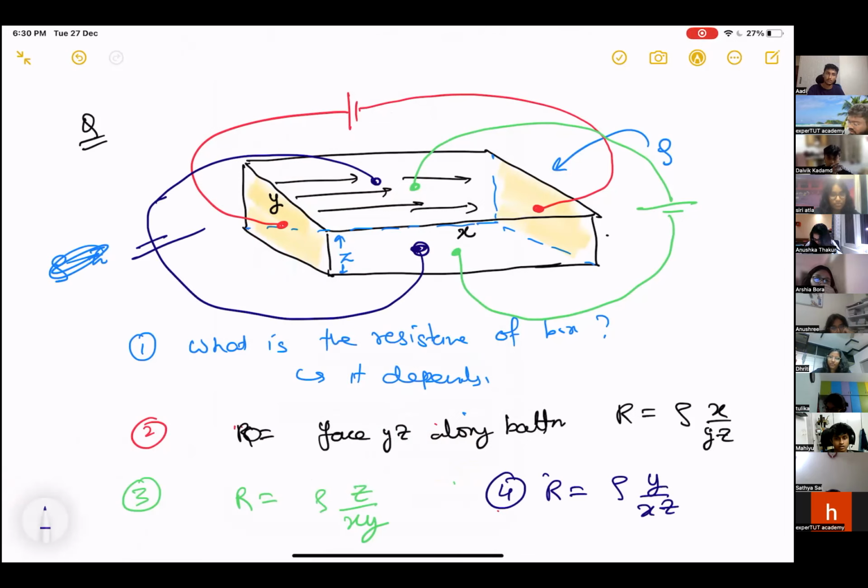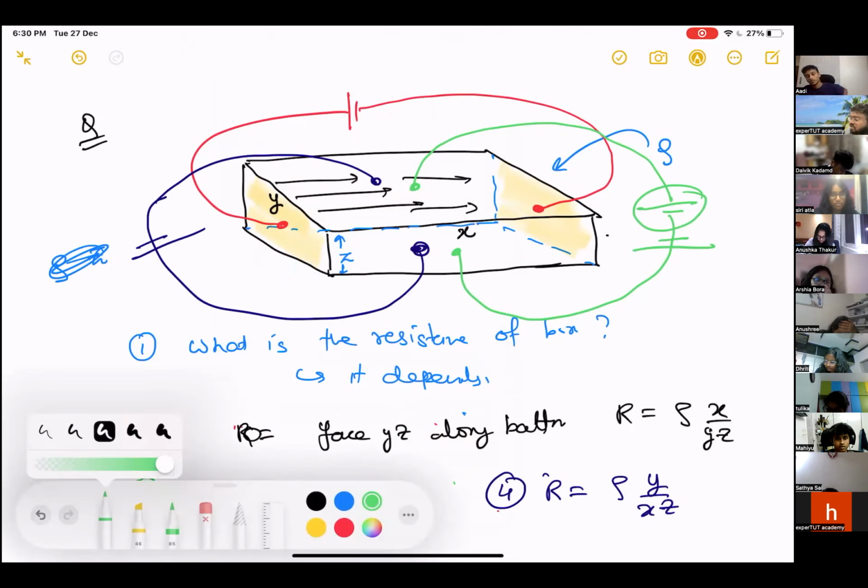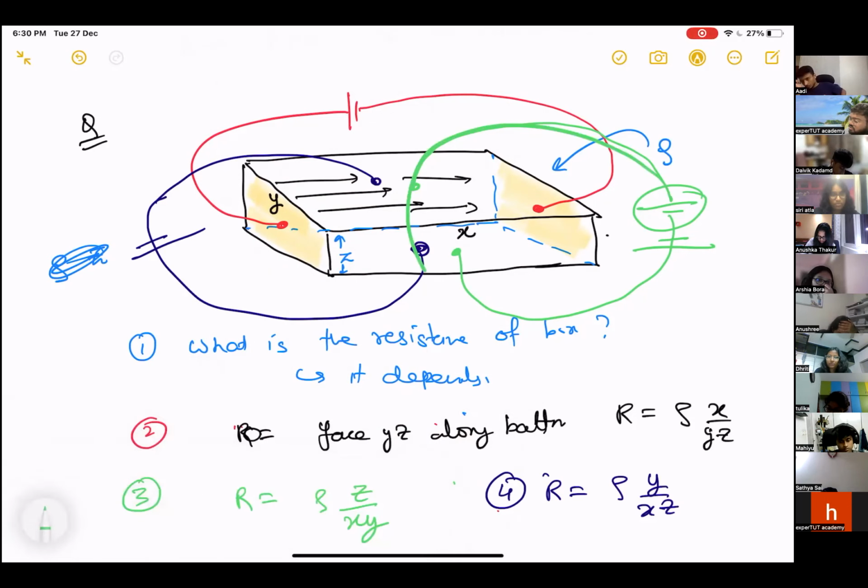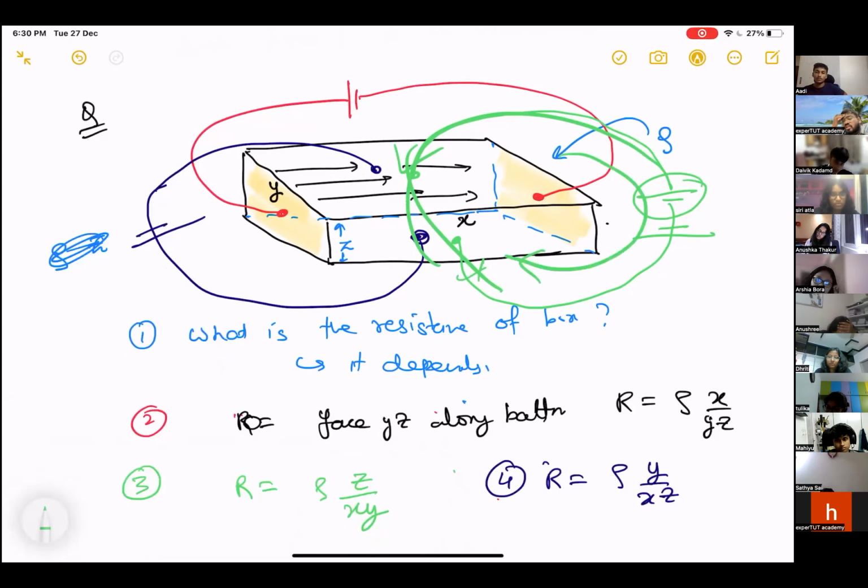Also, it does not matter if any of these batteries is switched or reversed. The resistance does not change, okay? Because whether the current goes this way or the other way around, it does not matter. Cross section area is still XY and the length is still Z, okay? Understood? Have you written that the direction of the battery does not matter for the resistance?